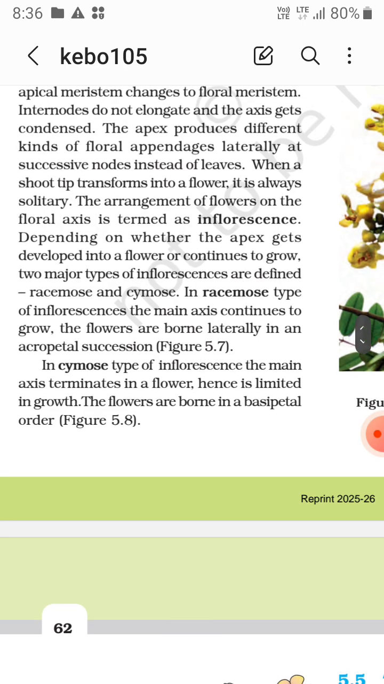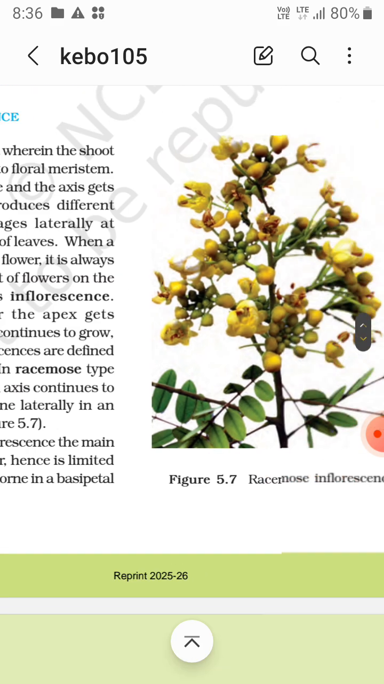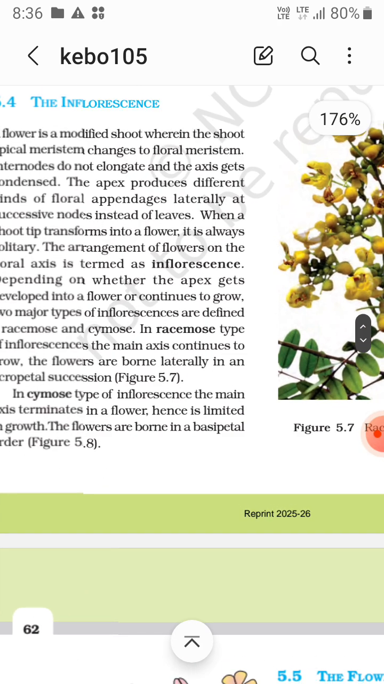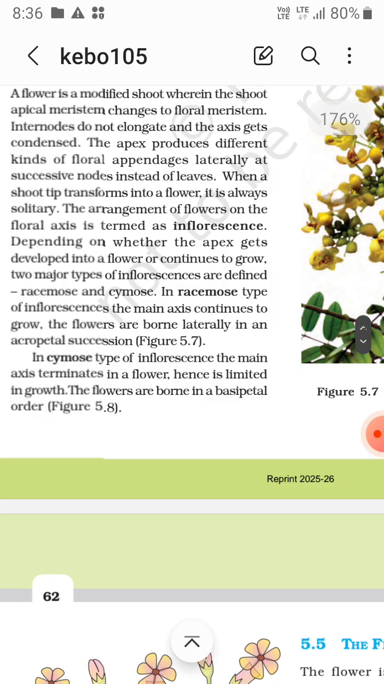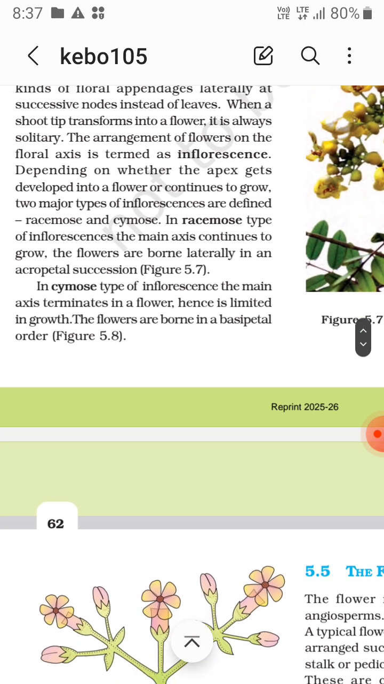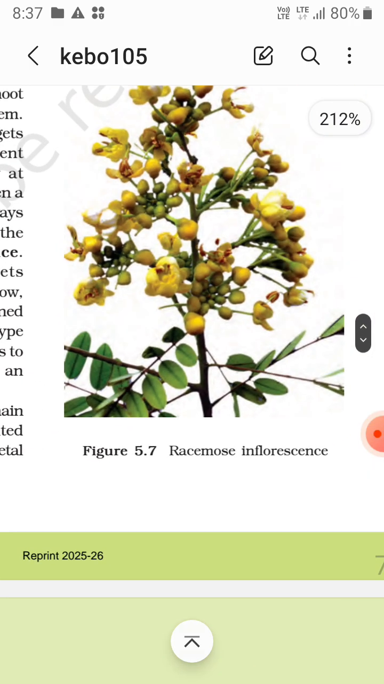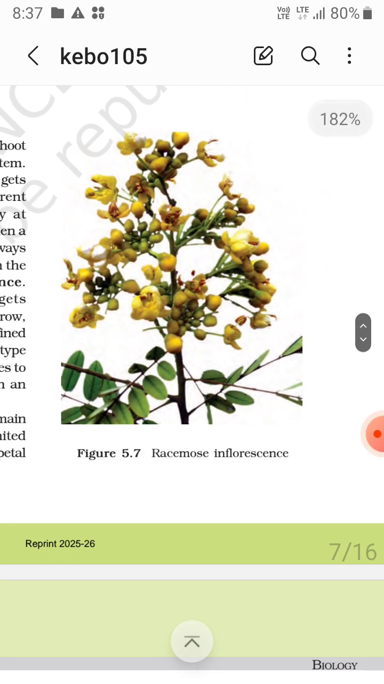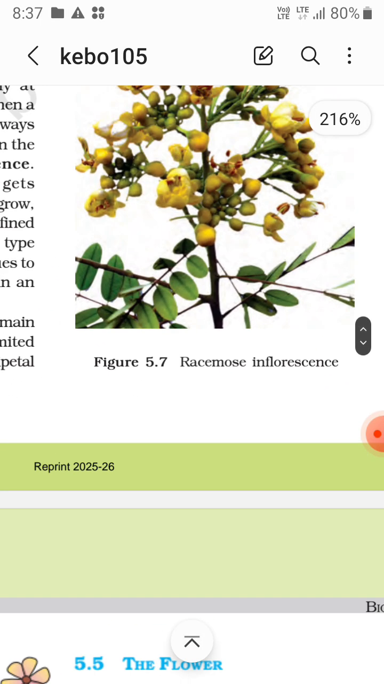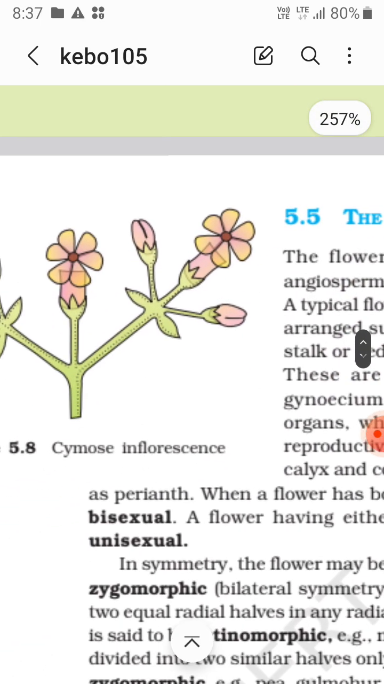In racemose type of inflorescence, the main axis continues to grow. The flowers are borne laterally in an acropetal succession. It means the younger flowers are at the top and older flowers at the bottom. In cymose type of inflorescence, the axis terminates. It means it ends in a solitary flower, hence it is limited in growth. The flowers are borne in basipetal order. It means the younger flowers are at the bottom and older flowers at the top, which restricts further growth. So this diagram represents the racemose inflorescence and this diagram represents the cymose inflorescence.